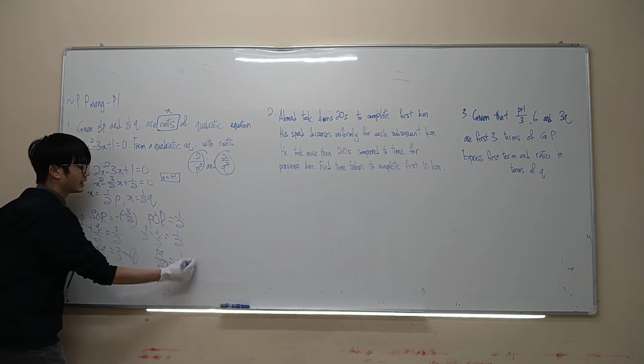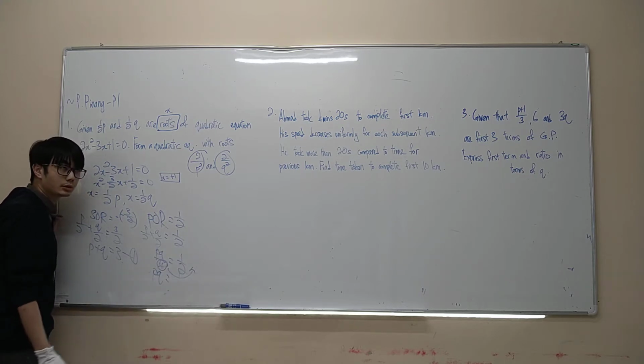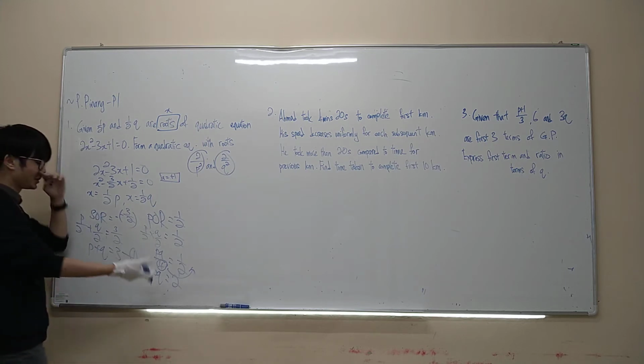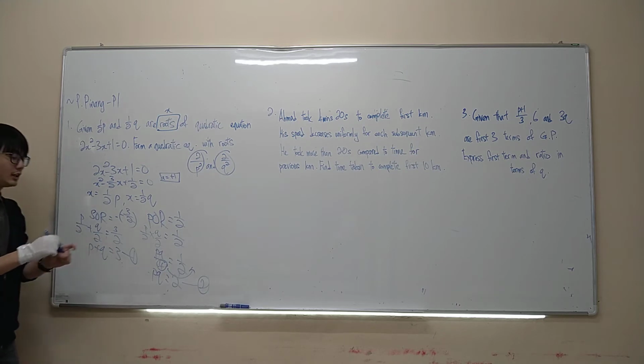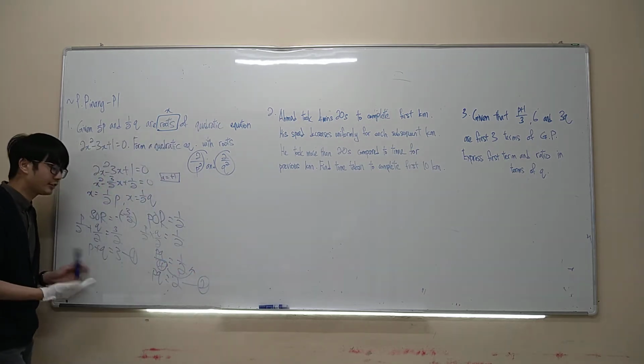Okay, the 4 I can hantar, right? So it becomes pq equals to 4 times 1/2. 4 times 1/2 means 4 divided 2. And you know 4 divided 2 is 2. So this is your second equation. So equation 1, equation 2. Now can I use simultaneous? Can I find p and q? Yes, I can find p and q.